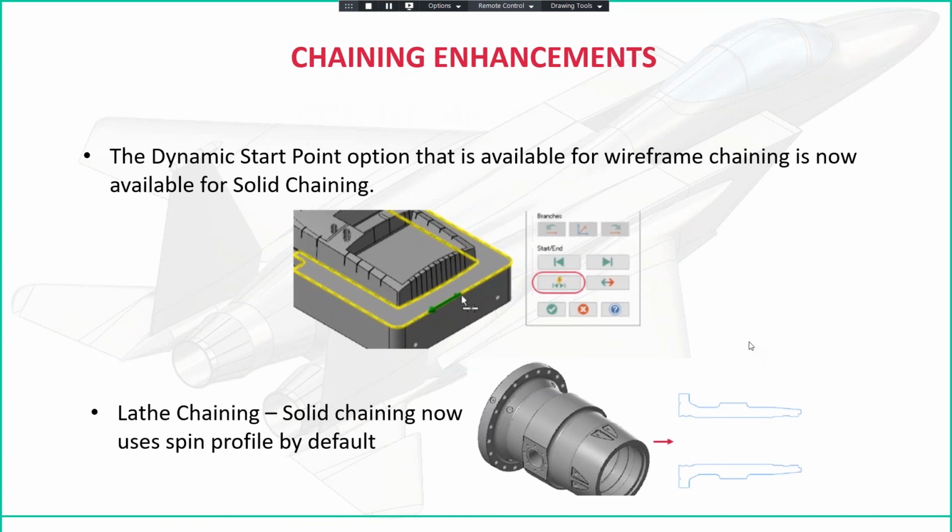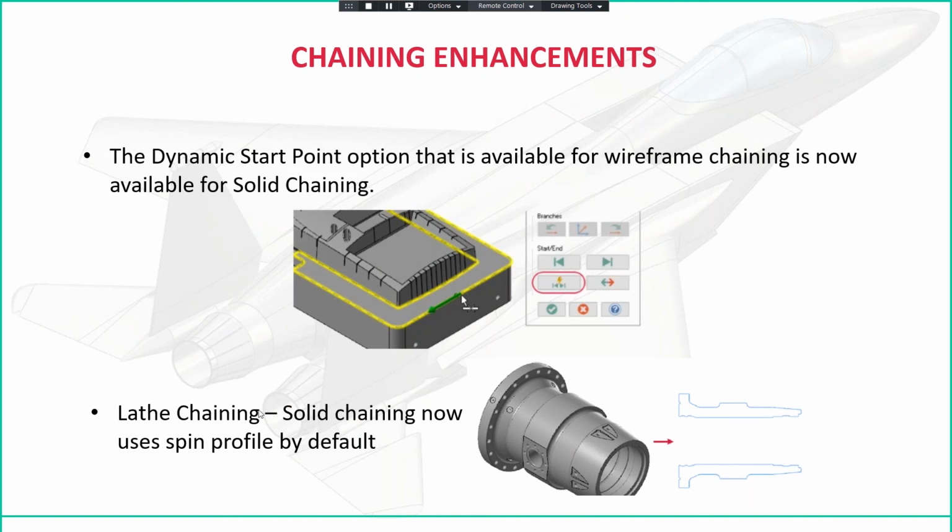A couple more chaining enhancements. This is the dynamic start point. This was added in 2019 or 2020, and was available only for wireframe chaining. How it works is you chain something. If you want to move your start point, all you have to do is click this button, and then you can slide your cursor along the chain and put that start point wherever you want. We now have this in 2021 for solid chaining as well.